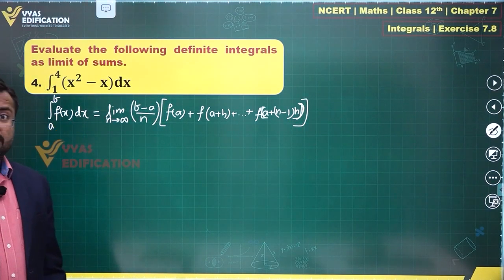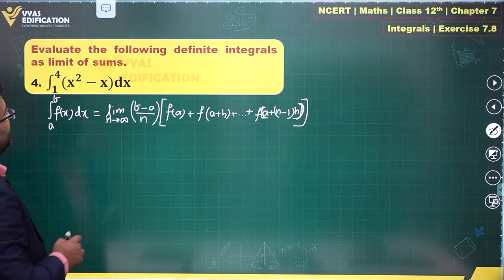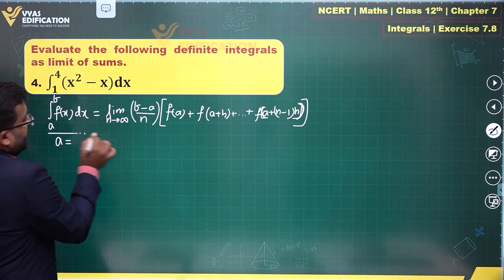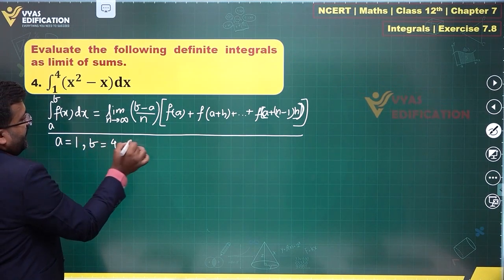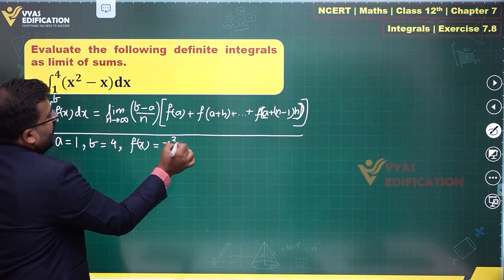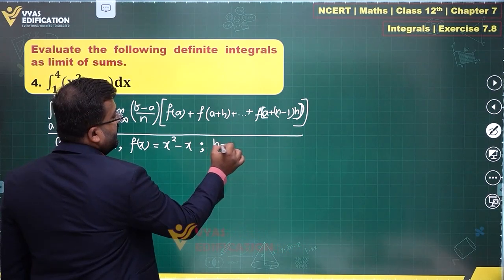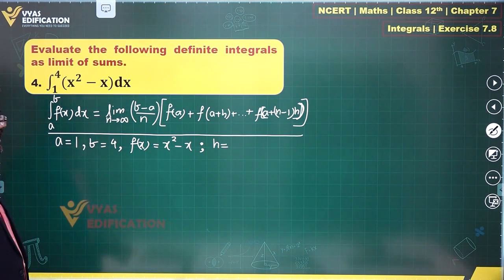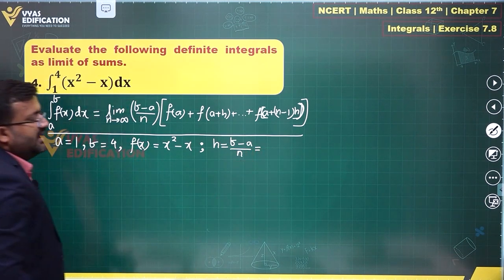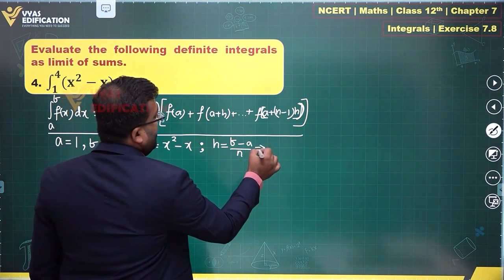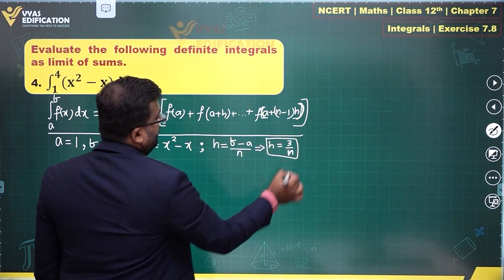Okay, now once we have seen this, in this given integral, can you identify a? The value of a can be identified easily as 1, the value of b is 4, f(x) is x square minus x, and the value of h is (b minus a) upon n, which is 4 minus 1, 3 upon n, which tells me h is equal to 3 upon n. This is the value of h.